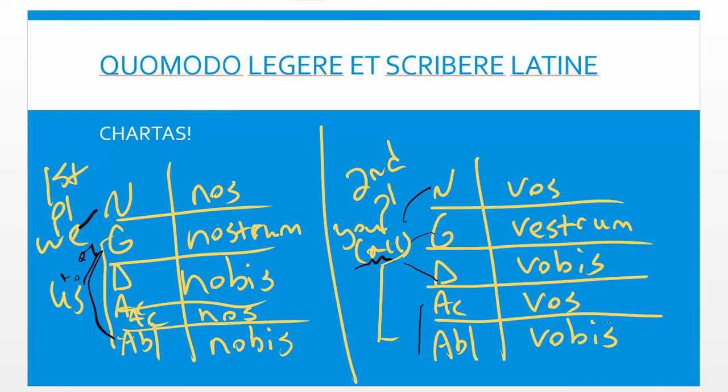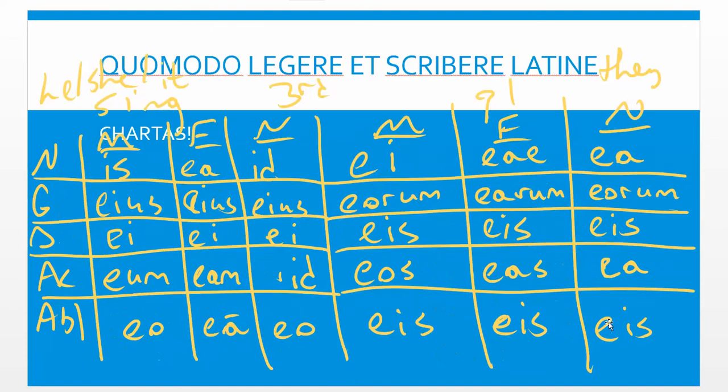Now here's the big chart. It looks scary, but trust me, there's a pattern, and it's really not that bad. Okay, so this is for the third person, and it's got both the singular and the plural. Okay, so that's what's going on here.